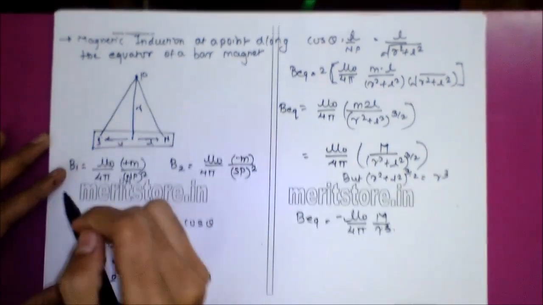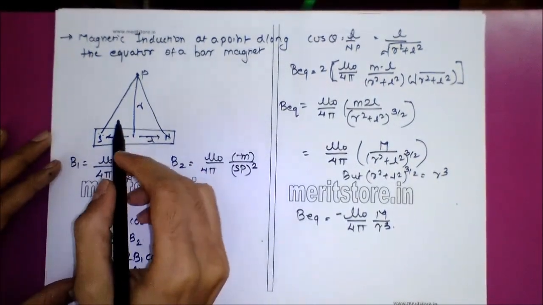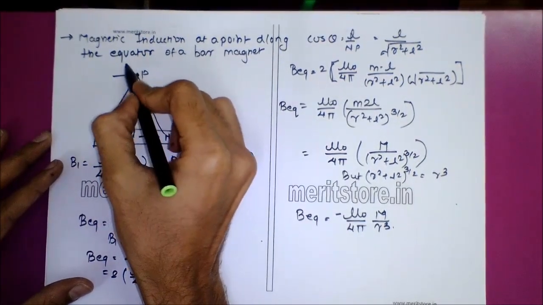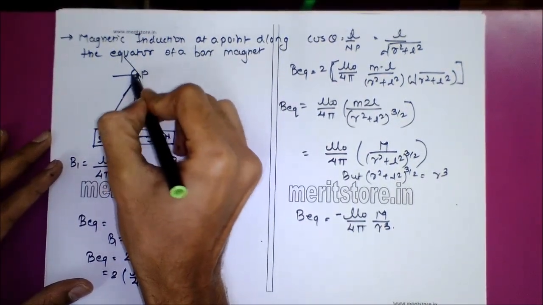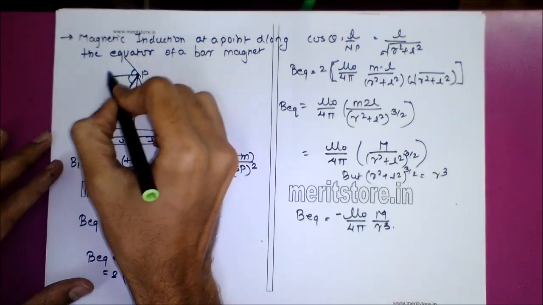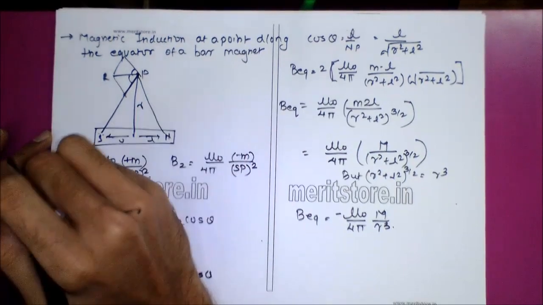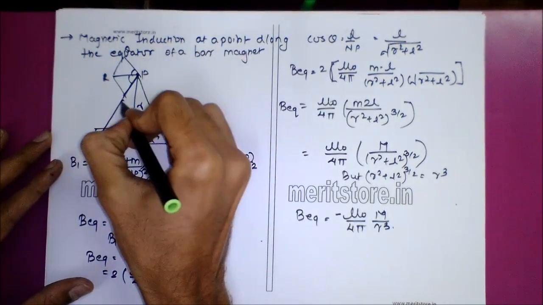So the magnetic field induction at this point P will be resolved into two mutually perpendicular components, one along this and one like this. Okay, so there is a parallelogram forming like this pattern. So it is P, Q, R and S.